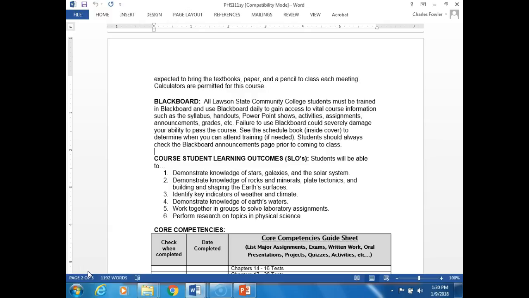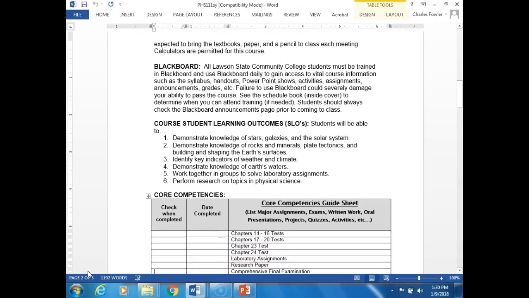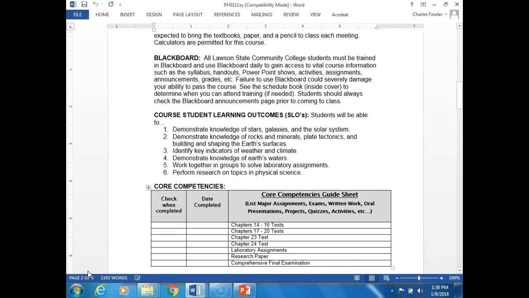So that's sort of okay. Core student learning outcomes. This doesn't mean you're slow students, so you don't call it slow student learning outcomes. Okay. Students will be able to demonstrate the knowledge of stars, galaxies, and the solar system. That's basically chapters 14, 15, and 16. Now, not quite in that order, but let's see if I can scroll down so you can see both of these at once. Okay, close, okay. That's 14, 15, and 16. Actually, chapter 14 is the stars and the galaxies, chapter 15 is the solar system, and chapter 16 is the Earth-Moon system.